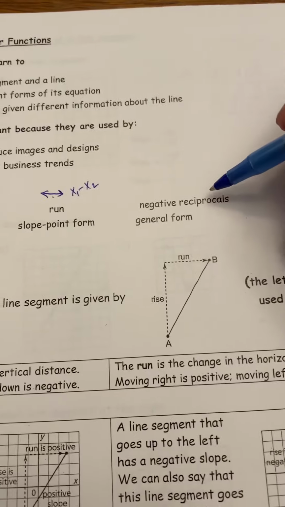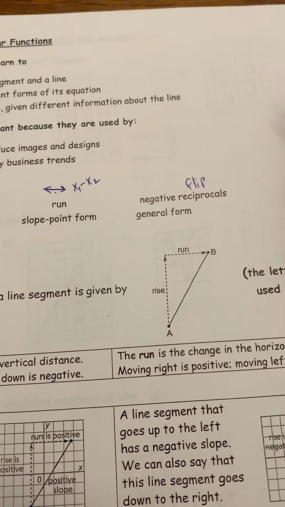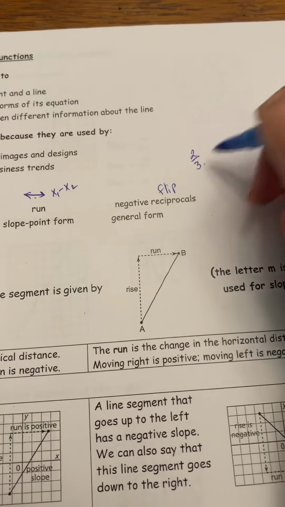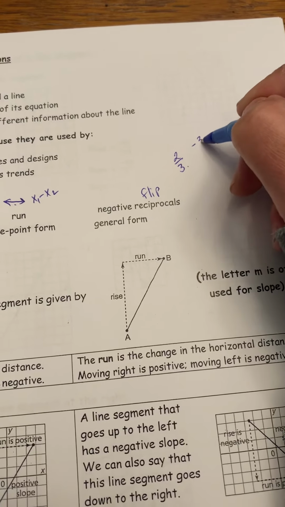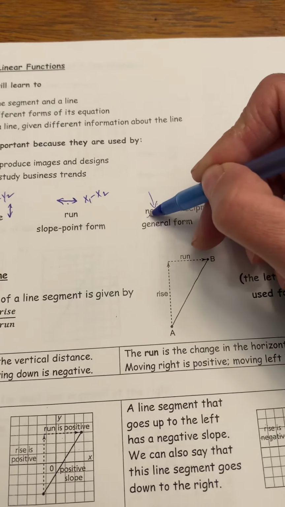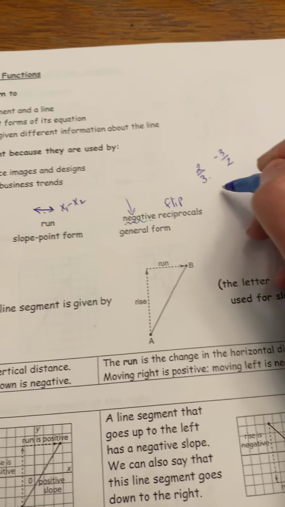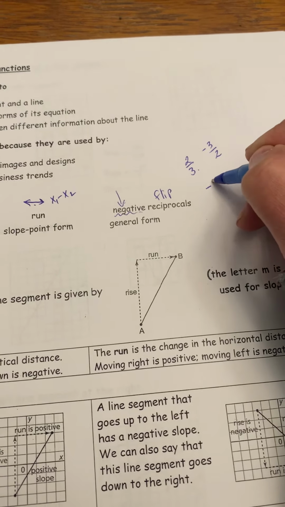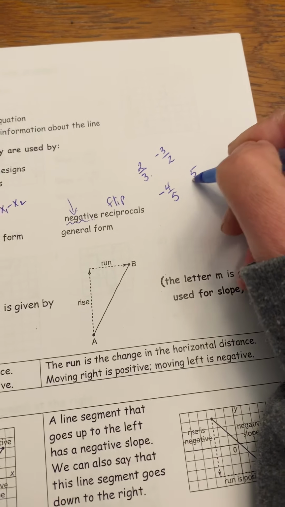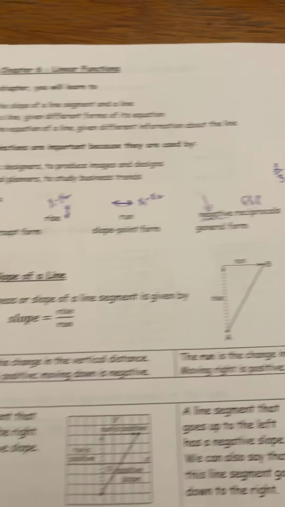Okay, negative reciprocals. Let's talk about this. The word reciprocal is just a fancy word for flip. So if you had 2/3, the negative reciprocal of that would be negative 3/2. You'd flip it, you change its sign. So I don't want you to get stuck with this word negative. It could be a negative and it could turn into a positive. So if I had negative 4/5, the negative reciprocal of negative 4/5 would be simply 5/4. You'd flip it, you'd change the sign because a negative is positive.